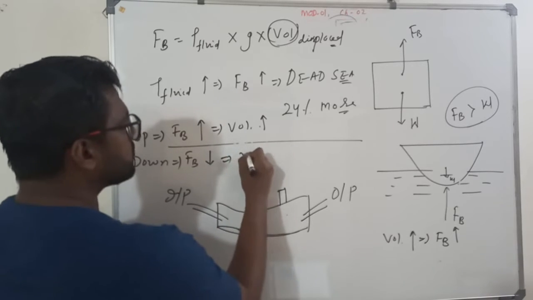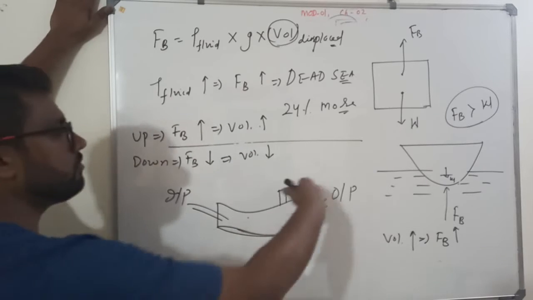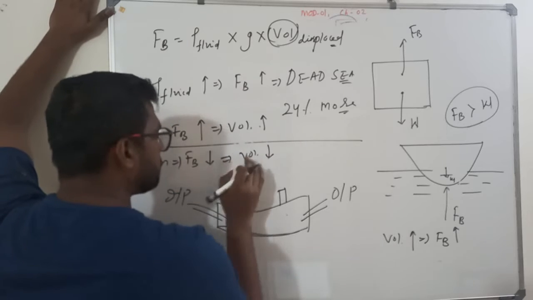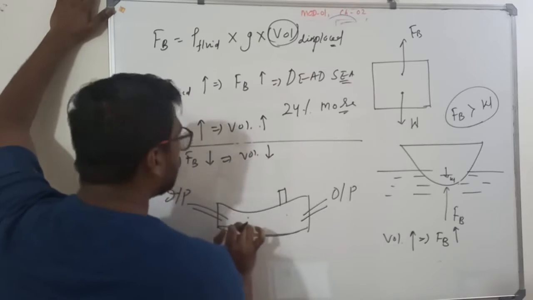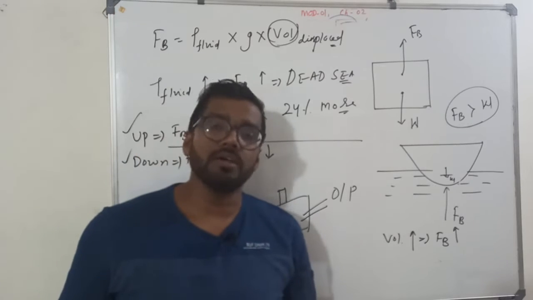If the force of buoyancy should be less, the volume displaced should be less. So it won't take any more water inside. If the volume displaced should be more, it will take more and more water inside. That's how a submarine moves up or down in a fluid.